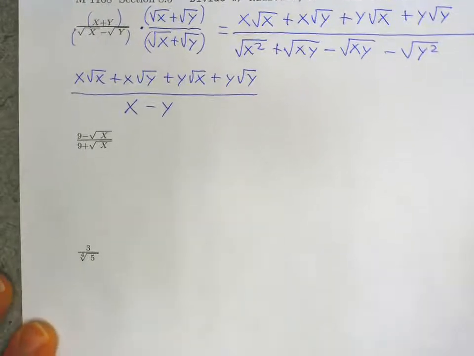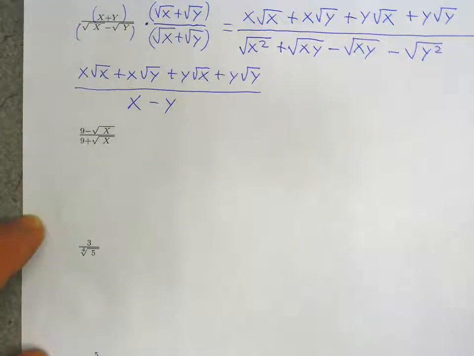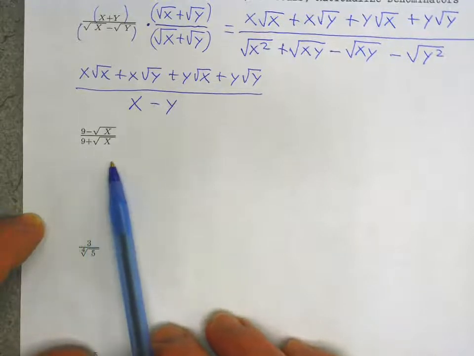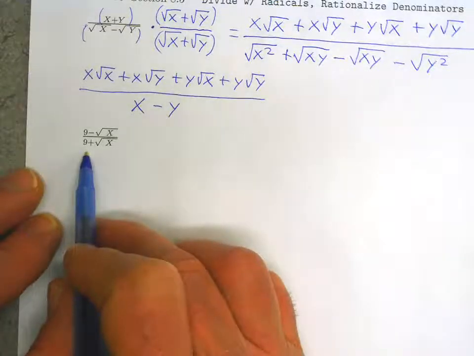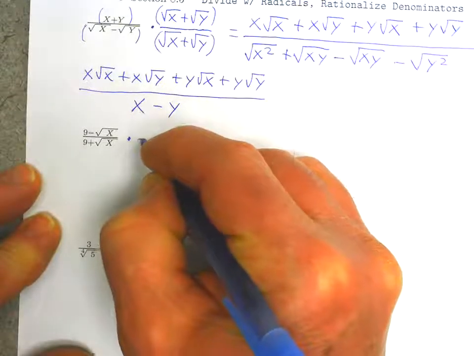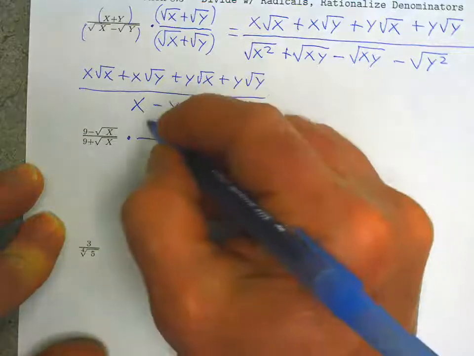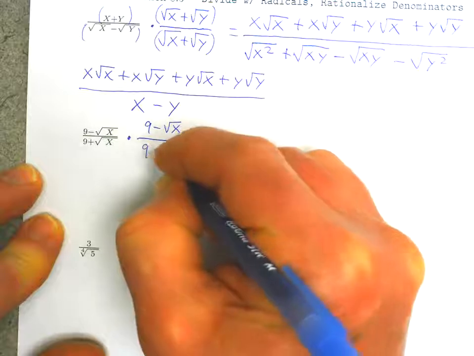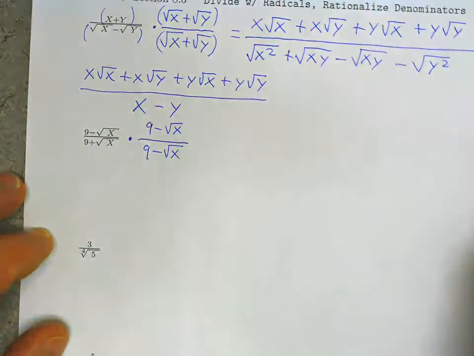Okay, the next example: simplify by rationalizing the denominator. So 9 minus the square root of x divided by 9 plus the square root of x. The denominator, 9 plus the square root of x, tells us what form 1 should take. The conjugate of the denominator is 9 minus the square root of x. So we multiply both the numerator and denominator by 9 minus the square root of x.